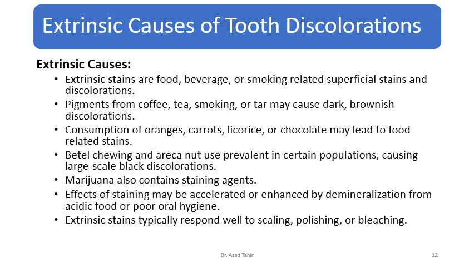Extrinsic causes. Extrinsic stains are food, beverage, or smoking-related superficial stains and discolorations. Pigments from coffee, tea, smoking, or tar may cause dark, brownish discolorations. Consumption of oranges, carrots, licorice, or chocolate may lead to food stains. Betel chewing and areca nut use are prevalent in certain populations, causing large-scale black discolorations. Marijuana also contains staining agents. Effects of staining may be accelerated or enhanced by demineralization from acidic food or poor oral hygiene. Extrinsic stains typically respond well to scaling, polishing, or bleaching.